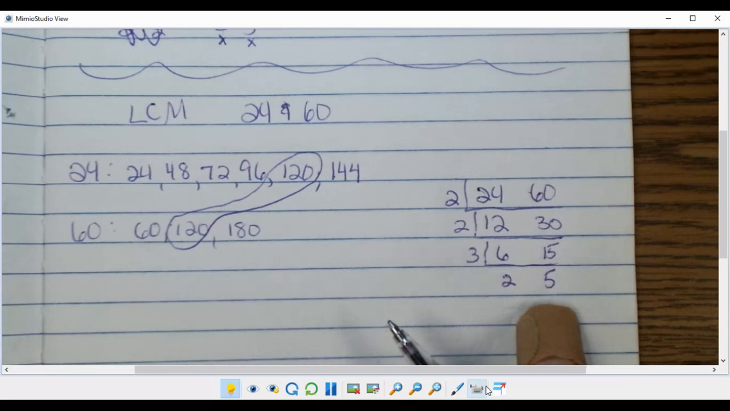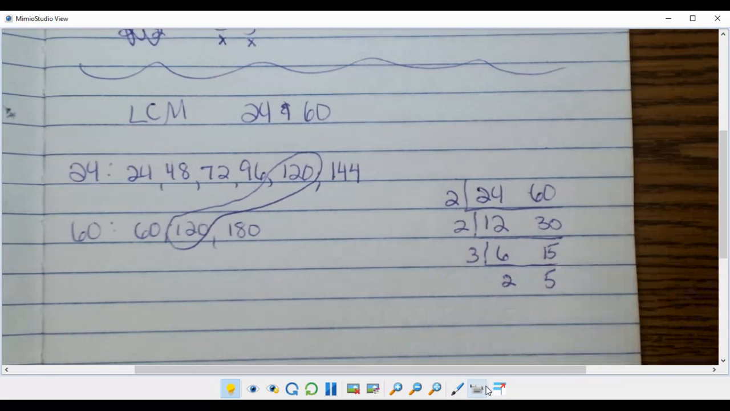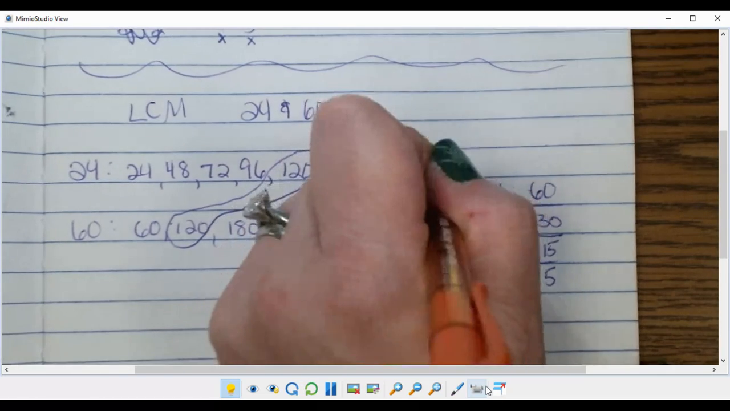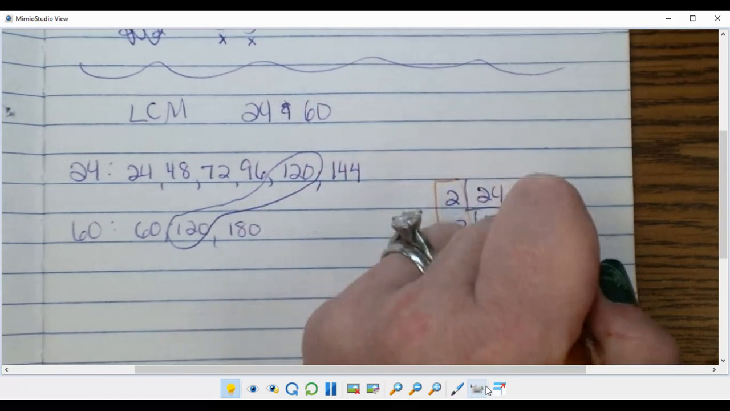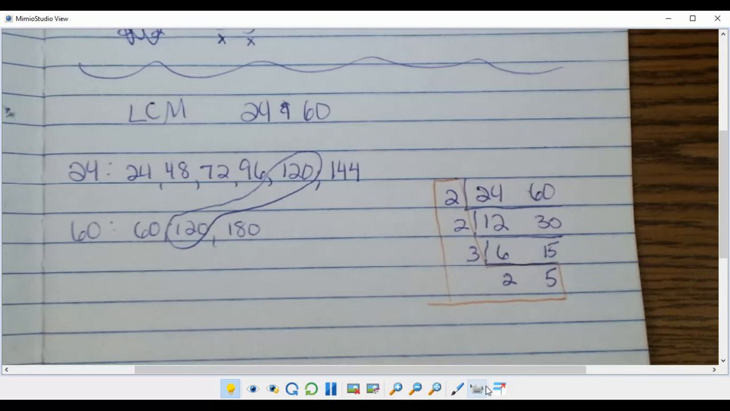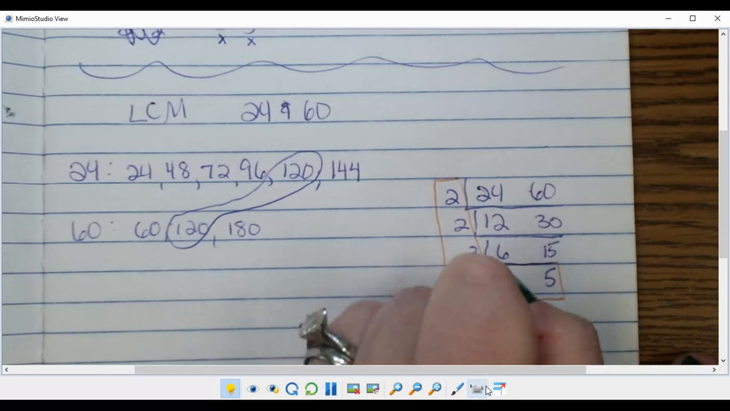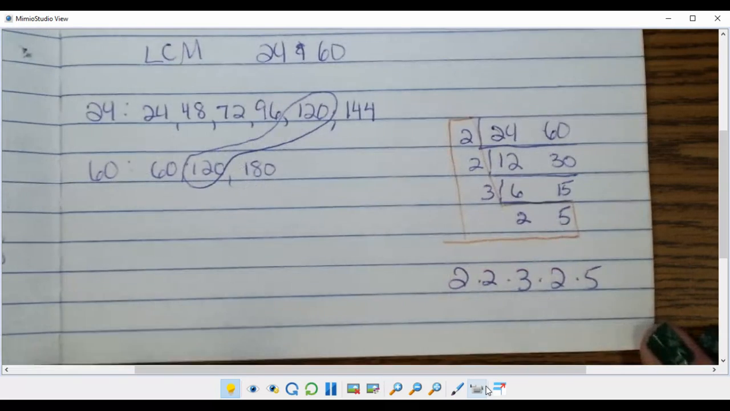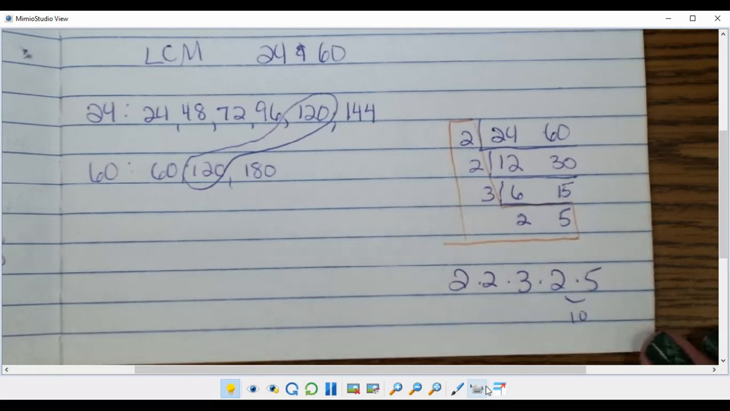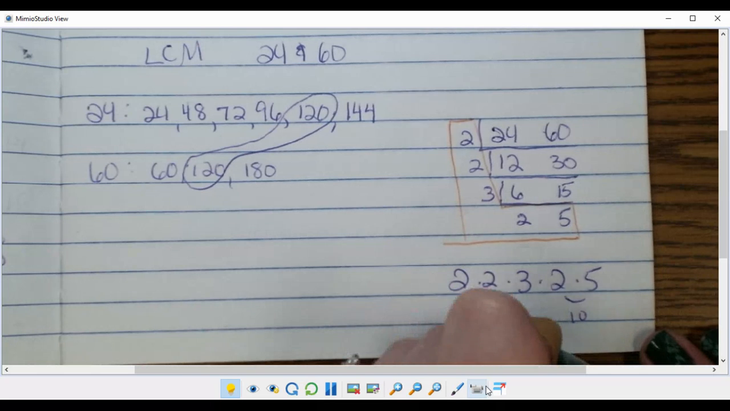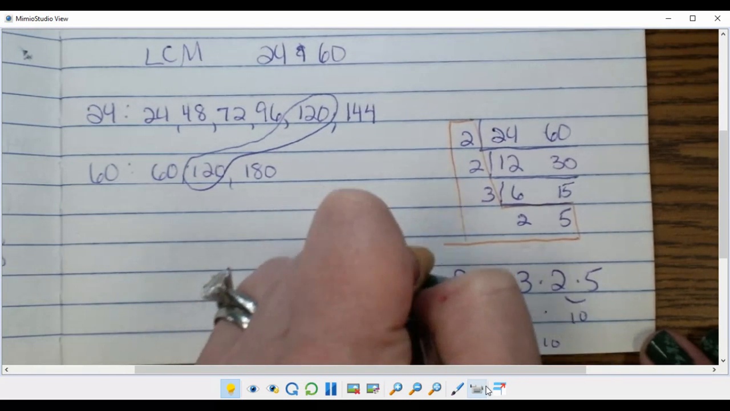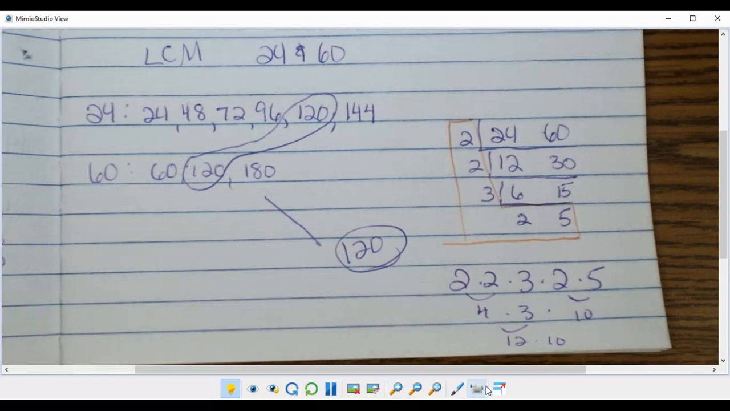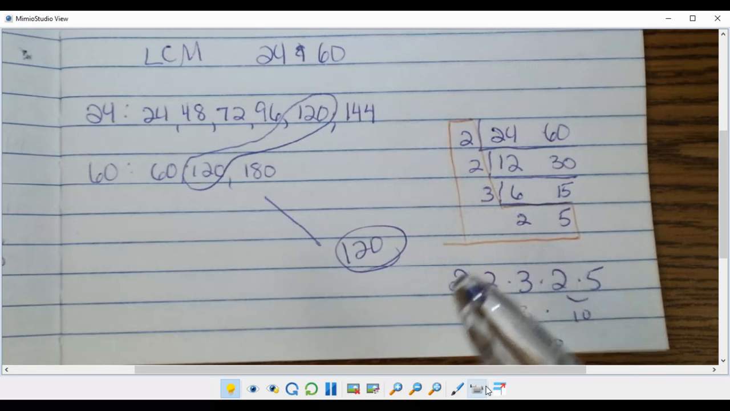Nope, they're relatively prime. Now, if you remember, GCF was on the side, but LCM makes the L. So I'm going to multiply 2 times 2 times 3 times 2 times 5. That's a lot of multiplying. Well, this we know is 10. This is 4. This now is 12. So my answer is 120. Hey, it's the same I got before. I love the ladder for this because it's easy.